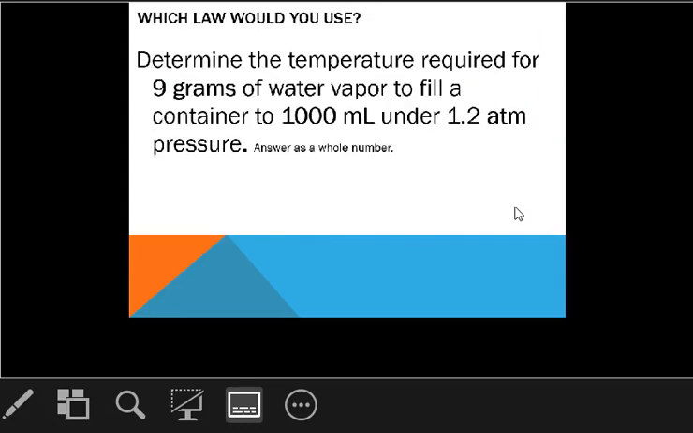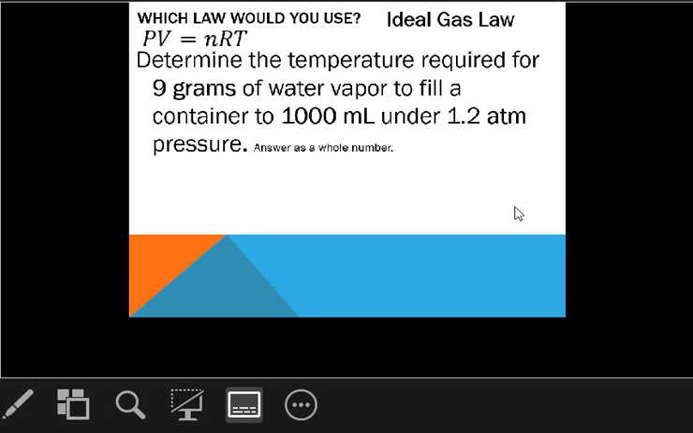Determine the temperature required for 9 grams of water vapor to fill a container up to 1,000 milliliters under 1.2 atmospheres of pressure. So what gas law would I use to solve this? Well, they have given me grams. Okay, I need moles for this problem. But you'll notice there's no change in circumstance. They're telling me to determine the temperature. So no change in circumstance means an ideal gas law problem.